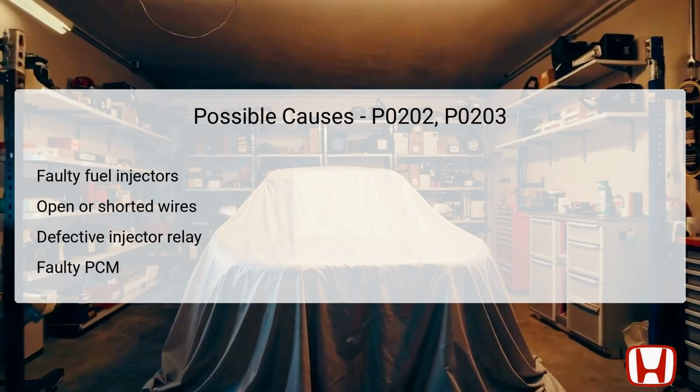A defective injector relay may also fail to supply adequate power to the injectors. Ultimately, a faulty PCM might misinterpret data or fail to operate the injectors correctly. Identifying the root cause is essential in ensuring effective repairs and restoration of system functionality.